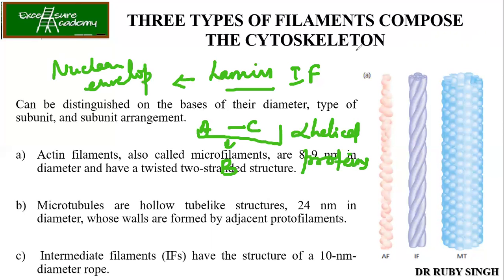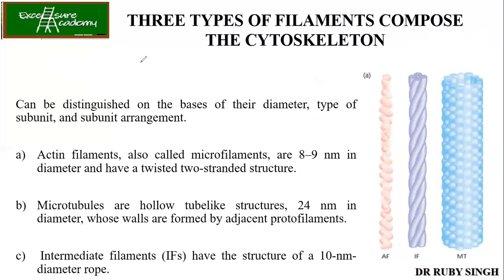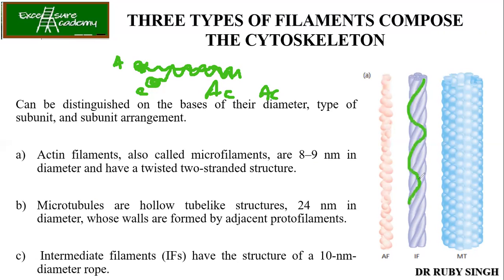So how will the structure be? I'll just give you one example. So it is like this. You have one protein A over here, and then you have another protein like this. So they are coiled structures. All these proteins will be coiled to each other. So many coiled structures will be there. They come together to form this particular strand like this, and it forms the intermediate filament.